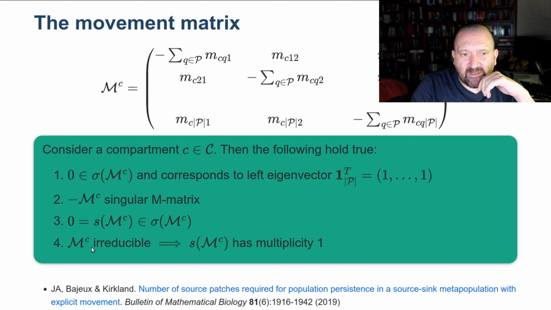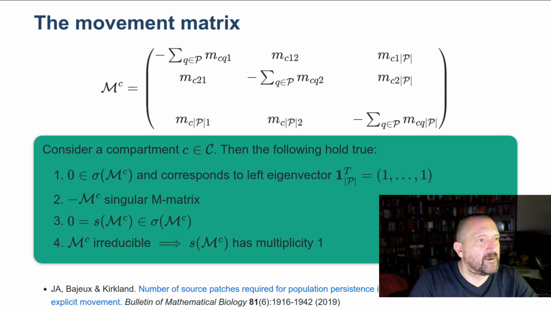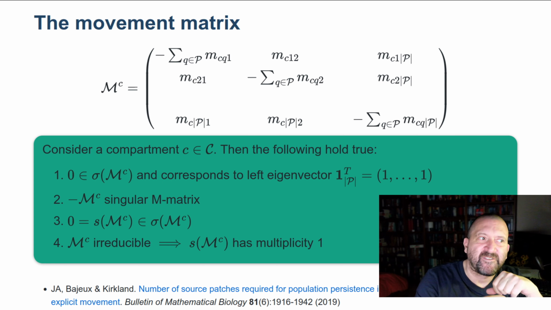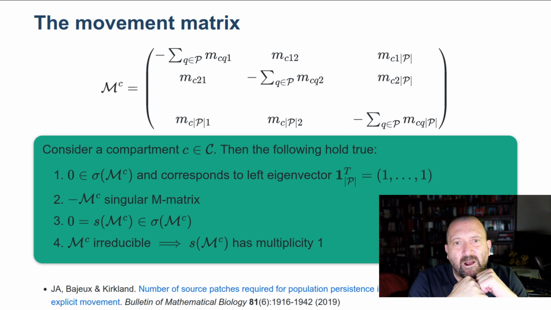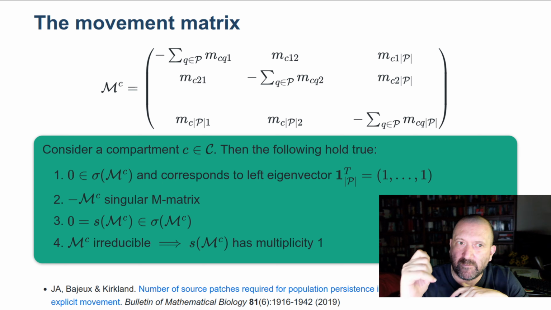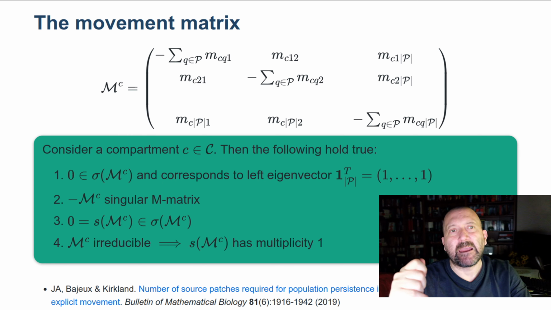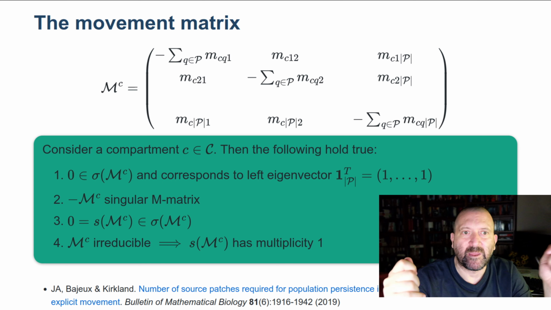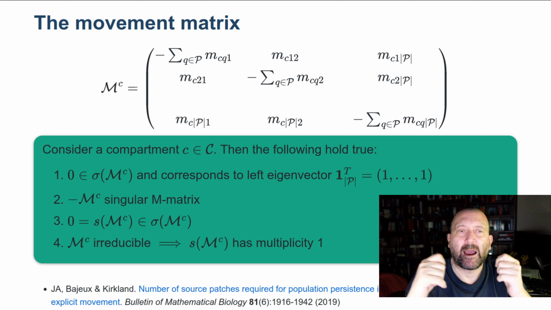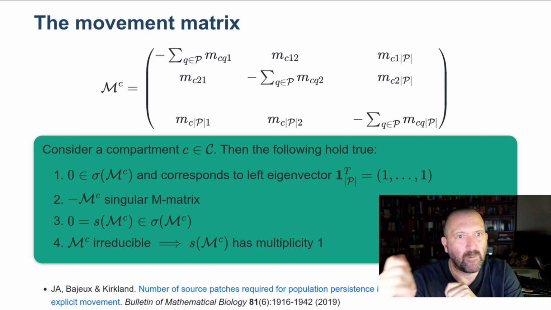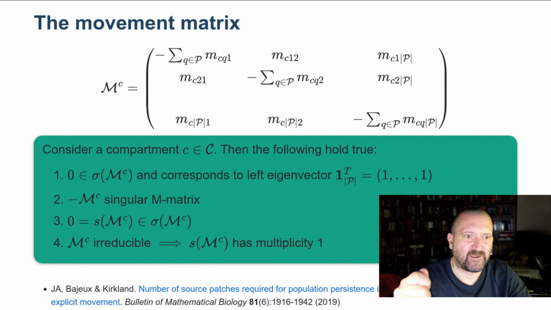And furthermore, if that matrix is irreducible, which I'll remind you I am in the middle of. So I'll remind you from a graph point of view, irreducibility of the matrix means that the associated graph GC here is strongly connected. That means I can go from any patch to any other patch in a finite number of moves. I don't need to be able to go directly, but I need to be able to find a path from any patch P to any other patch Q.